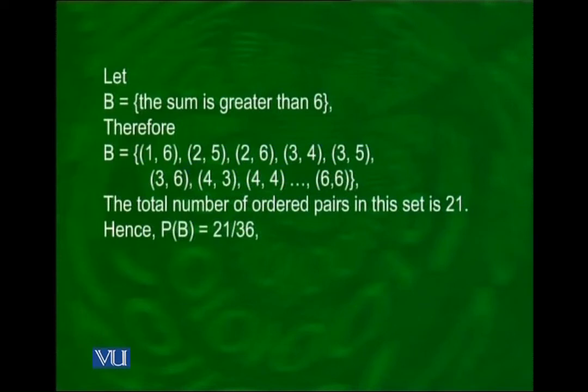Similarly, let B denote the event that the sum is greater than 6. Then, students, we will have in the set B all those ordered pairs whose sum is greater than 6. Aur agar aap inko count kare, to aap dekhenge ke inki kul tadad 21 hai. Therefore, the probability of this particular event is equal to 21/36.